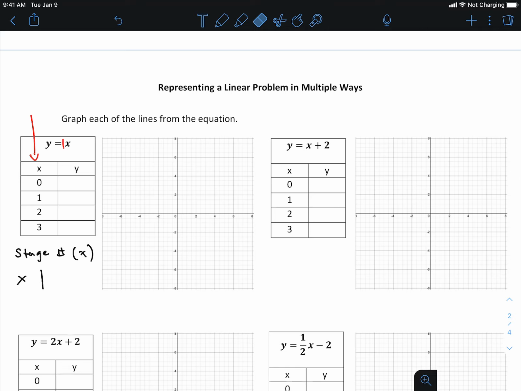Wait, so 0 would be 0, 1 would be 1, 2 would be 2, 3 would be 3. Stage number is all these, right? And then y equals x plus 2 would be... Okay, hold on. Let's not get carried away. We're doing one thing at a time here. If I plug the stage numbers into my rule, I get 0, 1, 2, 3. Does everybody agree? Yeah. Okay, so then you can go plot those points.